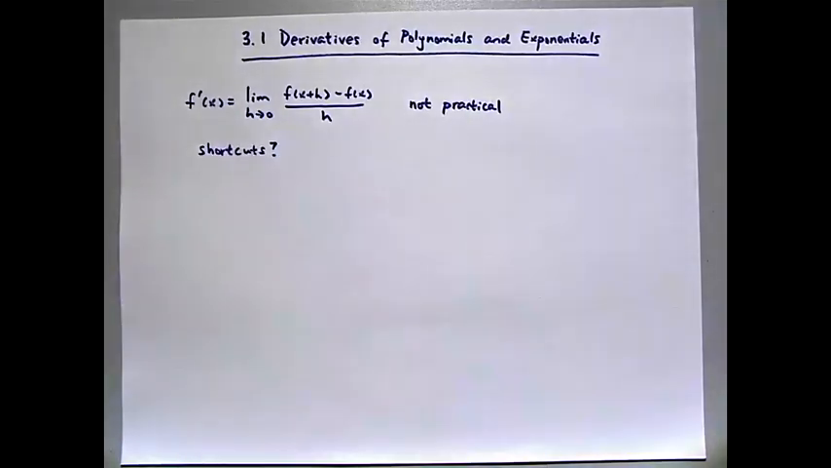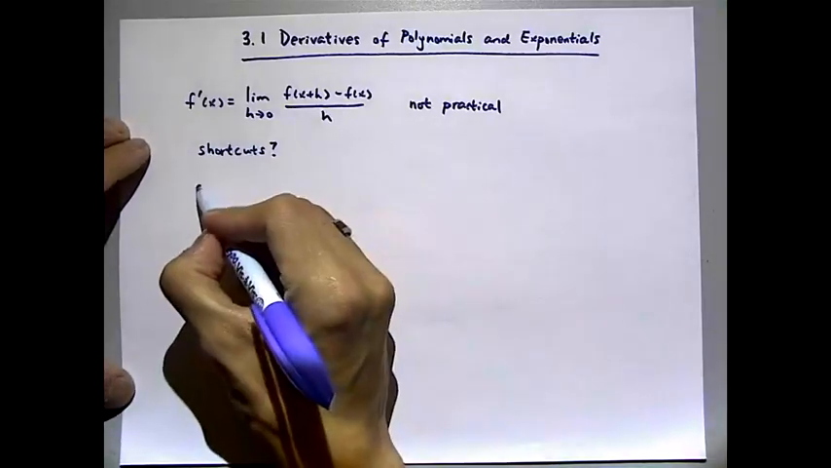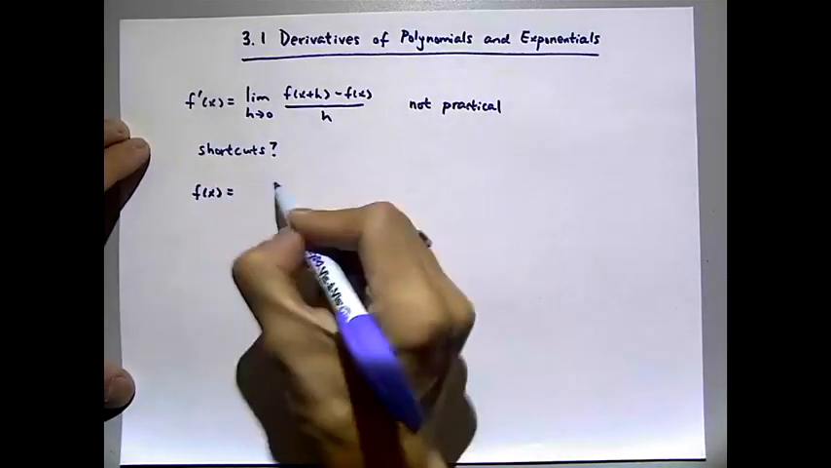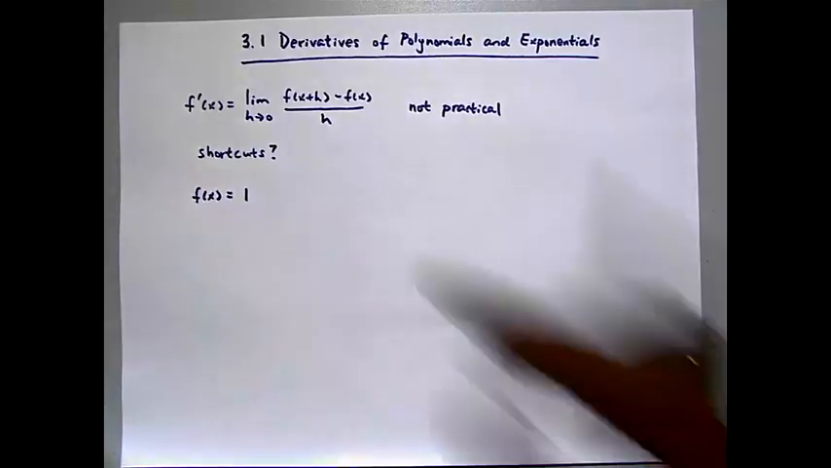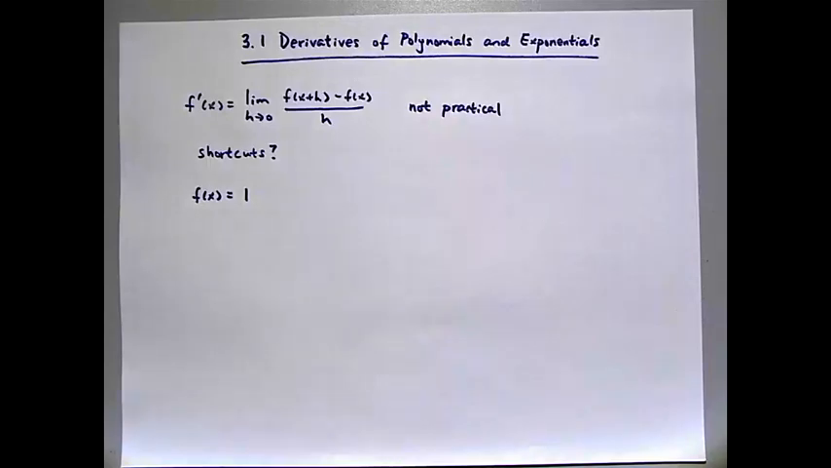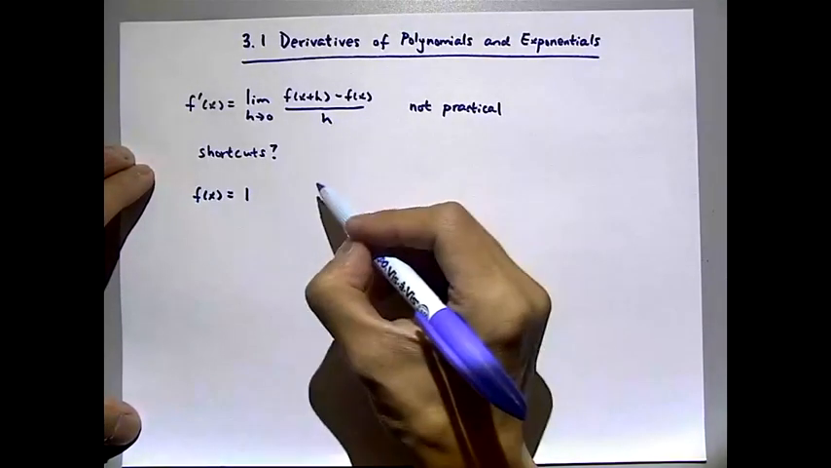Okay, and we'll start with a very, very simple function. We'll make f of x equal to 1. And let's use that formula again a few more times to get the derivative. And you're going to see a pattern start to emerge after we've gone through this exercise.